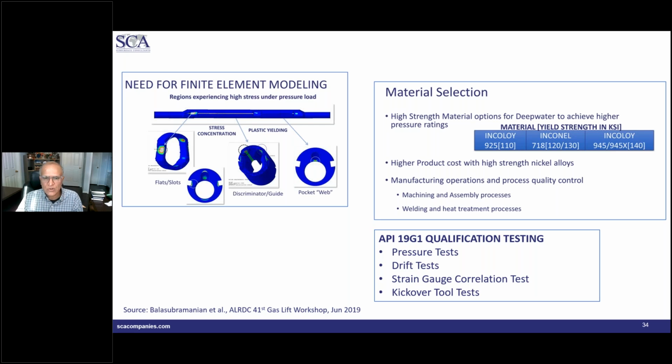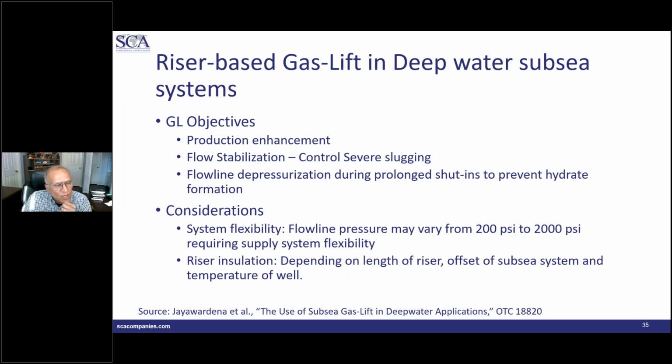And in the previous slide, as we saw, Shell even said that they need to have their own playbook in order to develop these deep water gas lift resources. Another thing we have to keep in mind is that there is also riser-based gas lift that is deployed in deep water subsea systems. If you want to learn more about it, there is a very nice OTC paper, almost 15 plus years old, that was published by Shell. There are three ways gas lift can be used: production enhancement, flow stabilization, and flow line depressurization. So you have to look at the system flexibility and riser insulation.